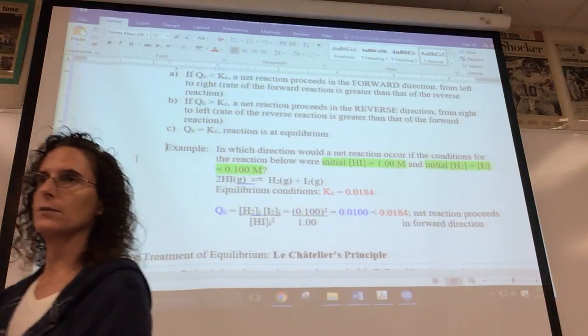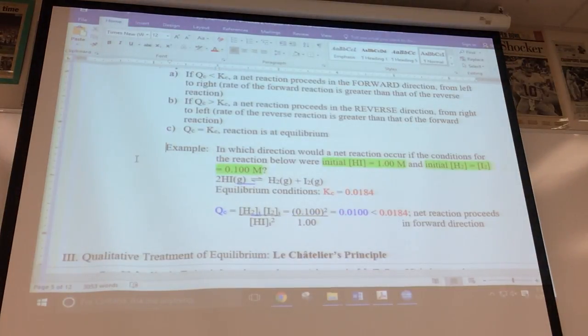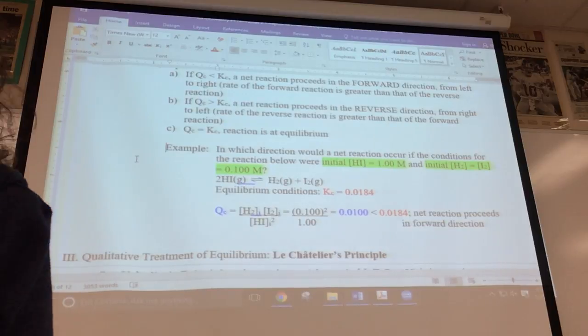Hopefully you have a better understanding of Kc, Kp, how to write them, how to calculate. You need some additional practice for mastery.